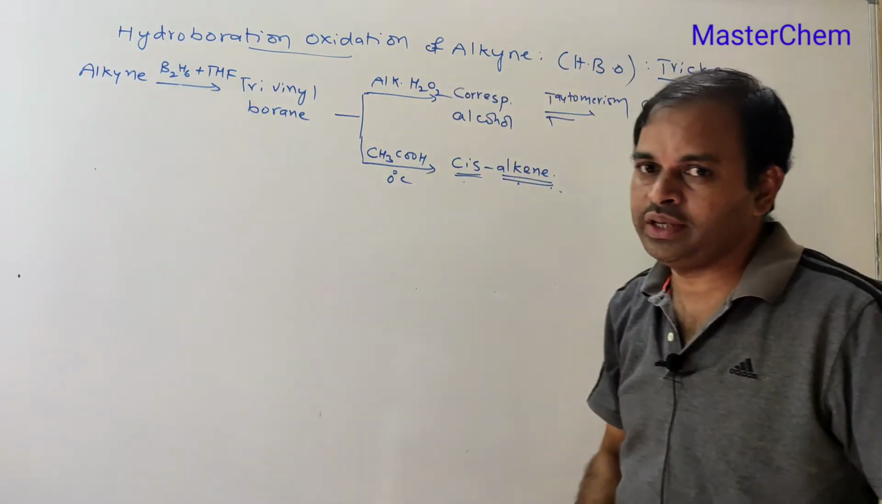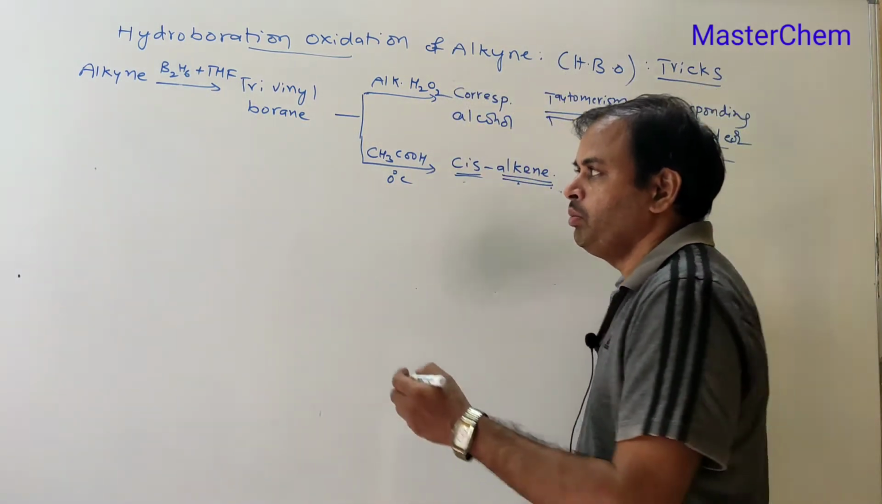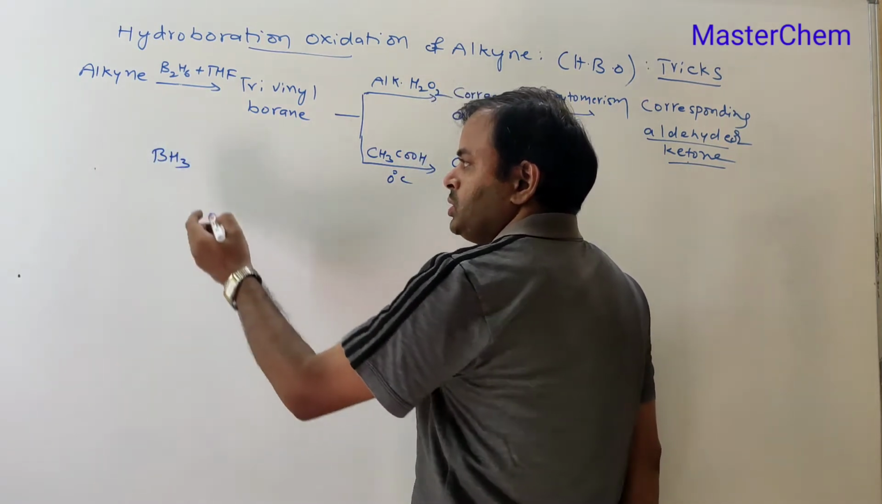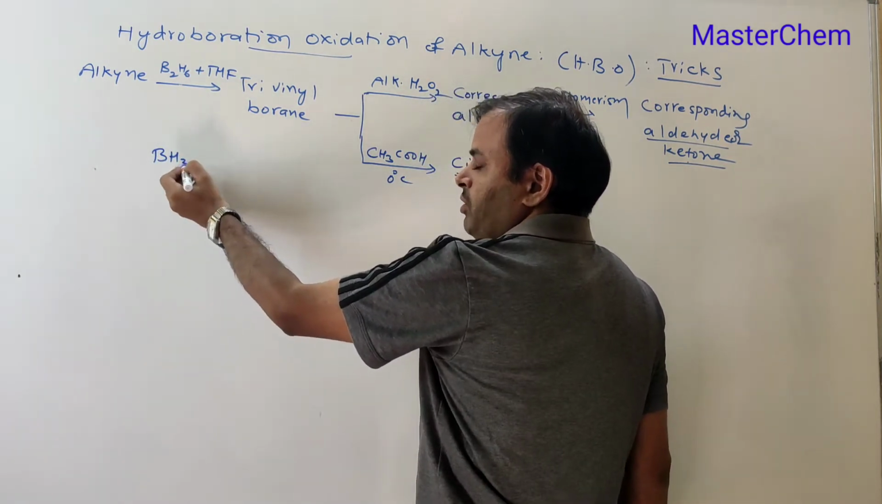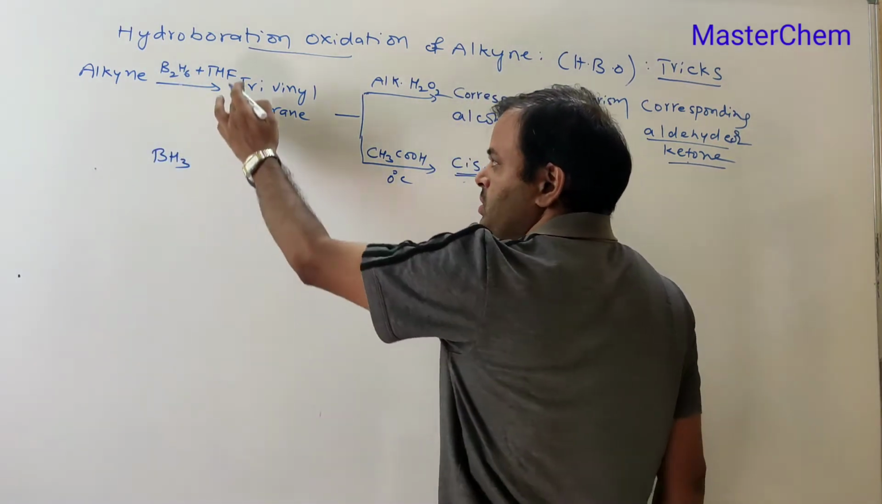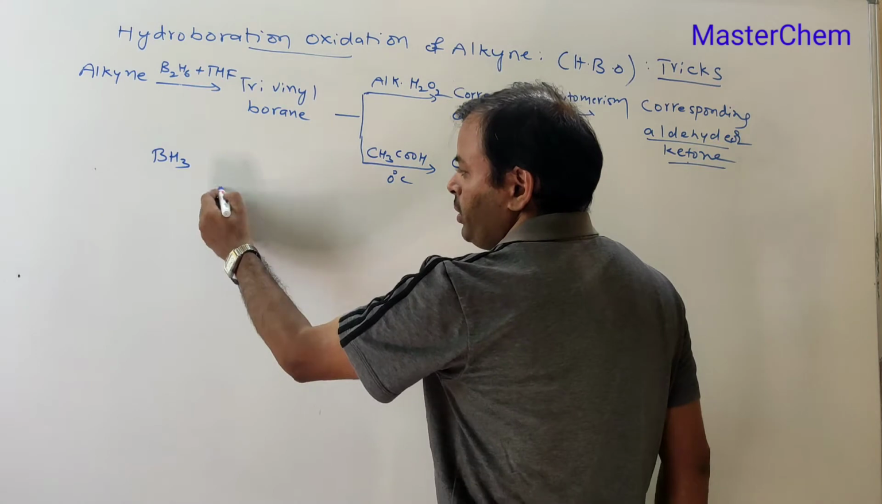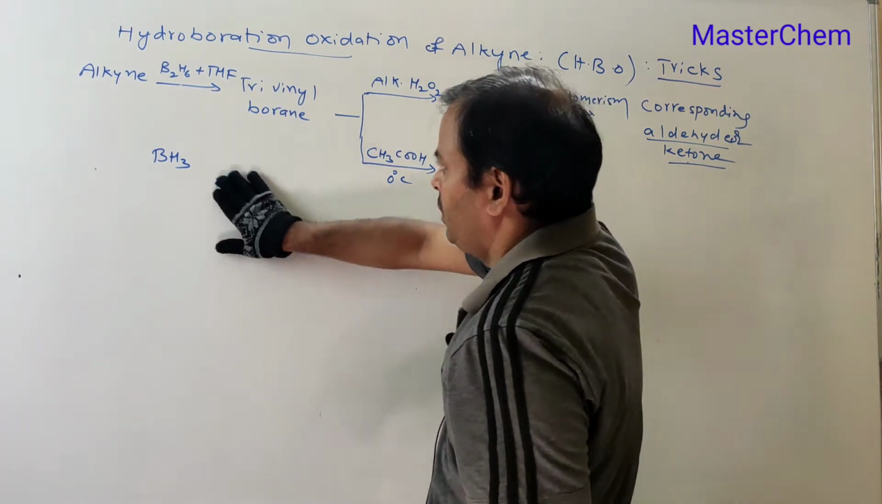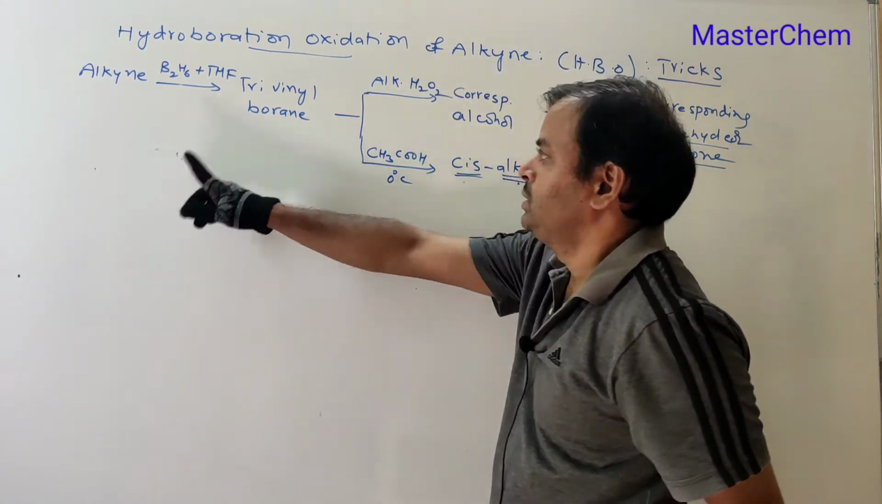Alkyne with B2H6. What is B2H6? Diborane. It is borane, BH3. So, it is a dimer of BH3. So, we can write BH3 or B2H6 plus THF, tetrahydrofuran.